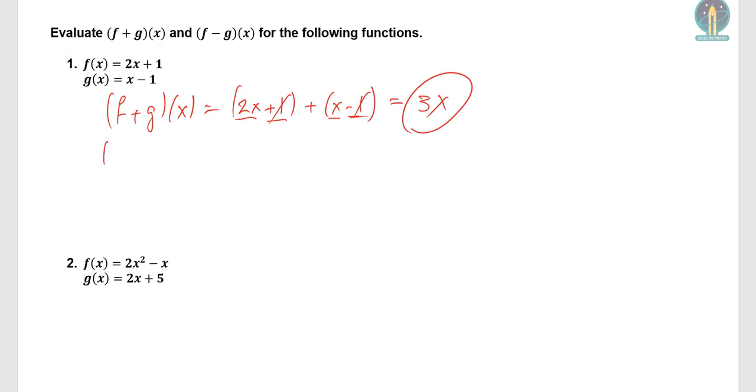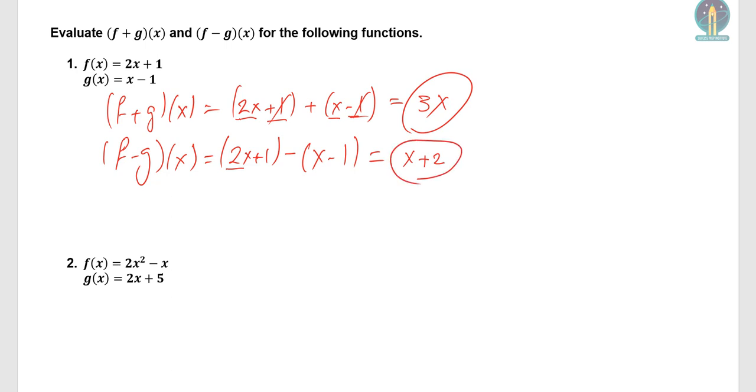Okay? F minus g of x is equal to 2x plus 1 minus x minus 1, which is equal to 2x minus x, which is just x, plus 1 minus negative 1, so plus 1 is plus 2, so x plus 2.